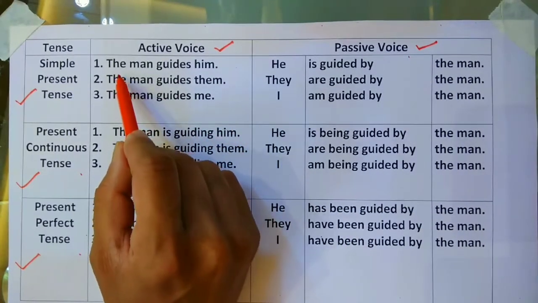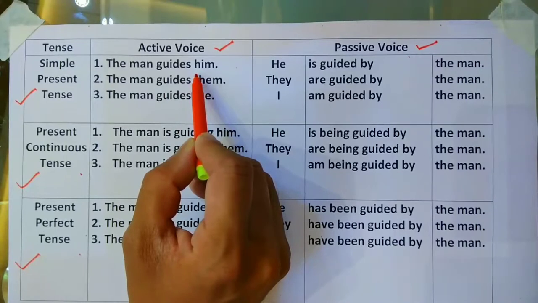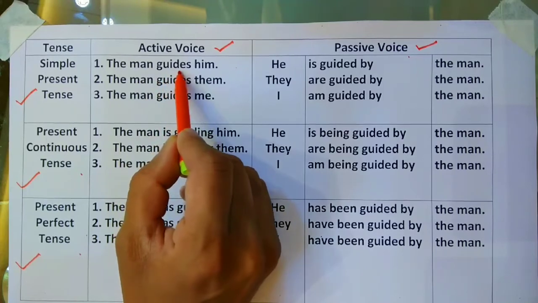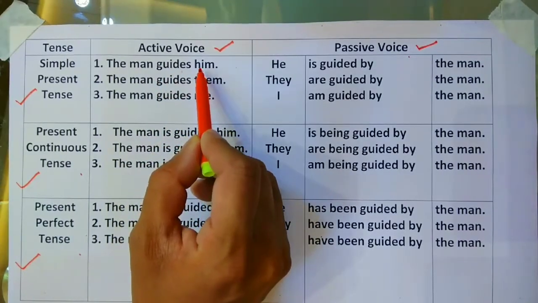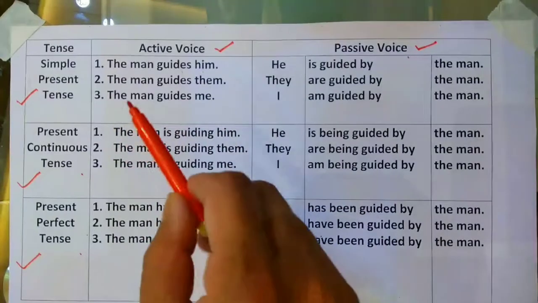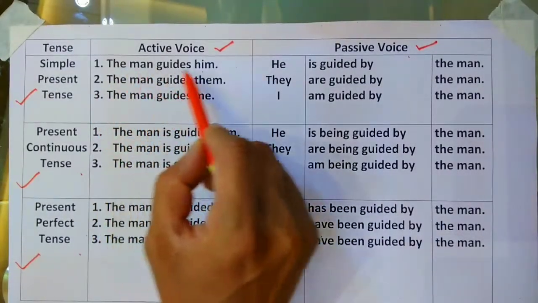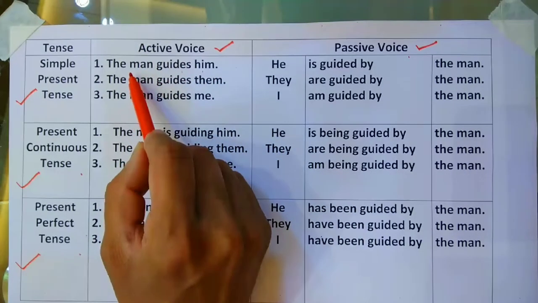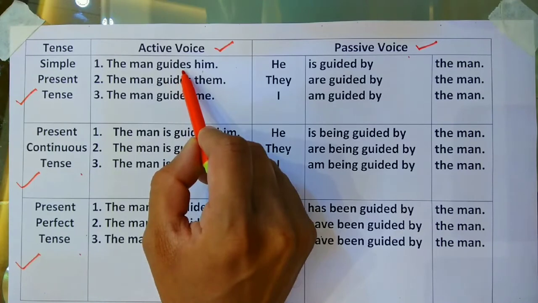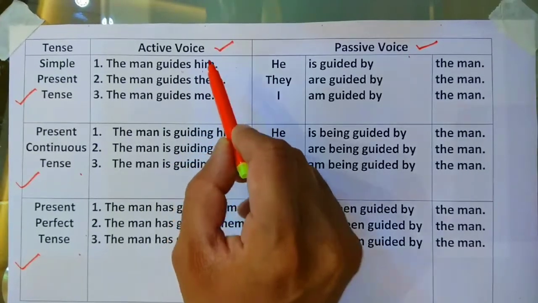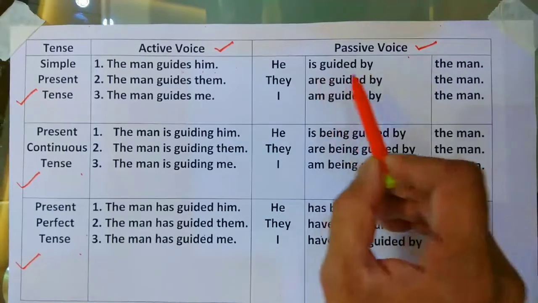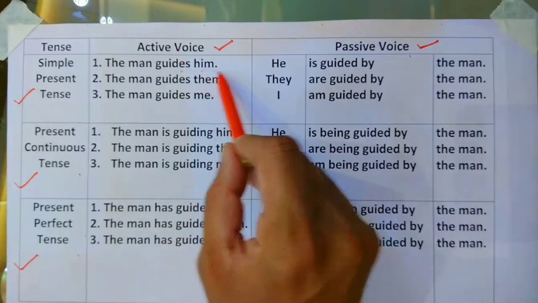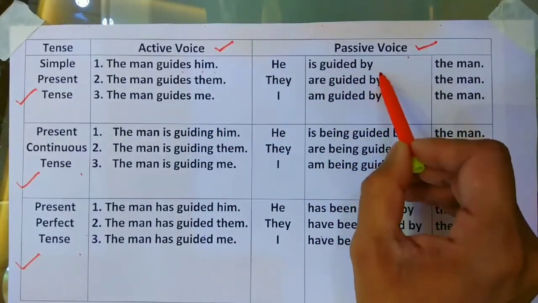I read the first sentence, the man guides him. Now in this sentence, the man is the subject, guides is the verb, and him is the object. In the previous session, we discussed how to identify subject and object from the active voice. The man is the subject, guides is the verb, and him is the object. Now we are going to convert this sentence into passive voice. So let us see how this active sentence is converted into passive sentence.